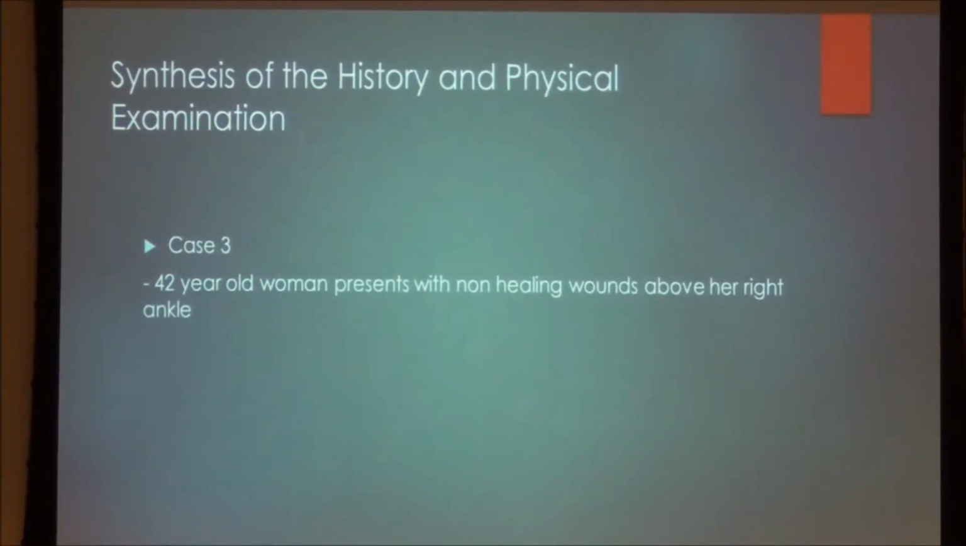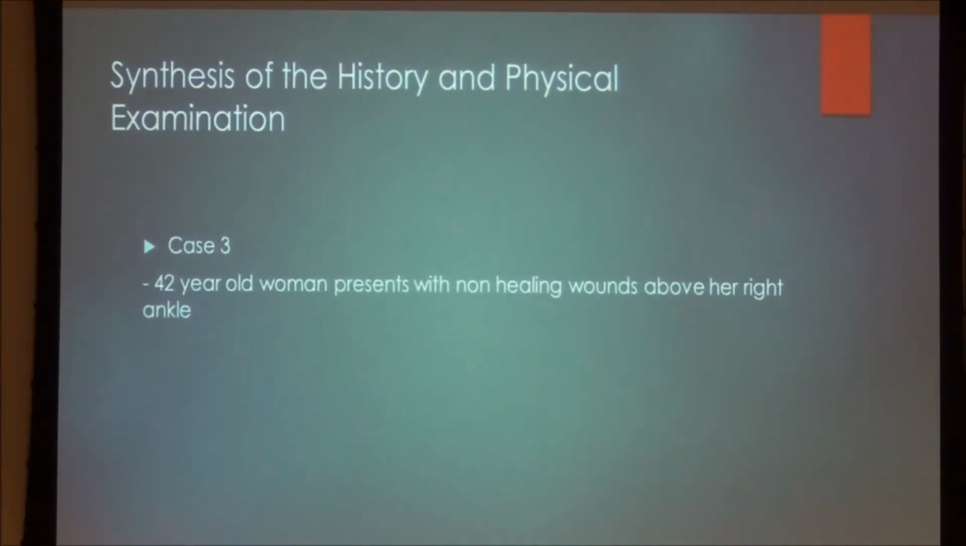This one comes, a 42-year-old woman presents with non-healing wounds above the right ankle. What do you think it is? What do you want to know about this? Anyone? Is she a diabetic? She is not, no. Sickle cell? It is possible, yes.